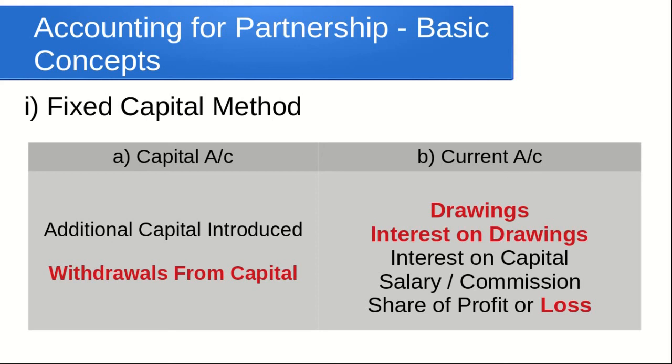And you might have seen some items are marked red. Why? Just have a look at it again. Because these red items will reduce the capital account and other items will increase it. Am I right? Withdrawals from capital will reduce the capital account. Drawings will reduce the current account, because drawings are recorded in the current account. Interest on drawings will also reduce the current account, and if it is a loss, that will also reduce the current account. So I think you got an idea about the first method, which is the fixed capital method.